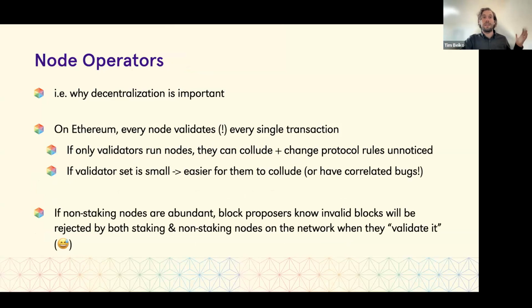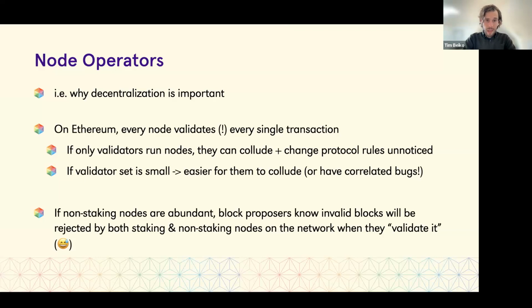The other set of actors that's really important is node operators. And this is why decentralization really matters for Ethereum, because on the Ethereum blockchain, every node validates every transaction. And this, just as an aside, shows that validator is a really bad term for what stakers actually do, because you don't need 32 ETH to actually validate the protocol rules. Every single node, even a non-validating node, will run every transaction and make sure that it follows the rules of the protocol.